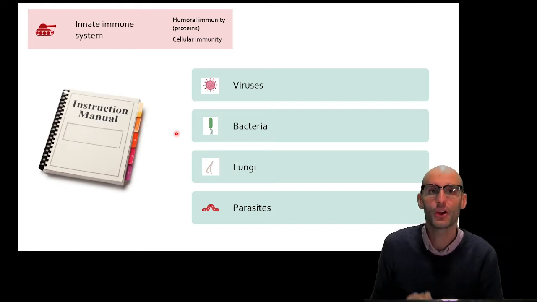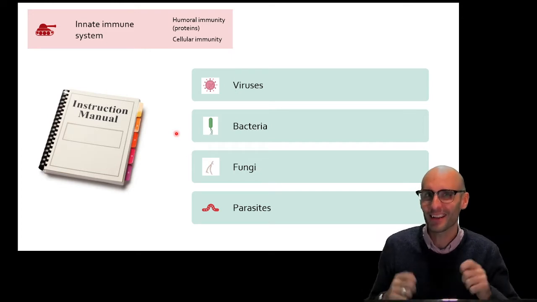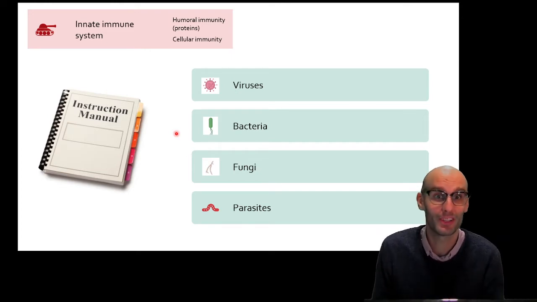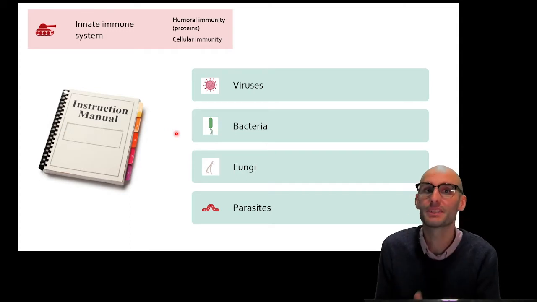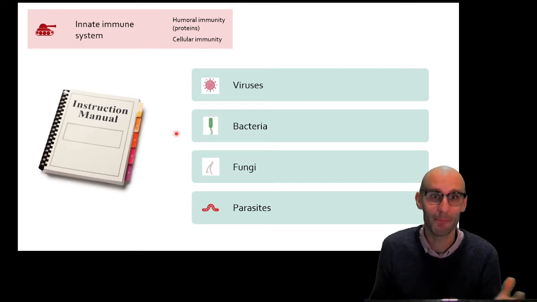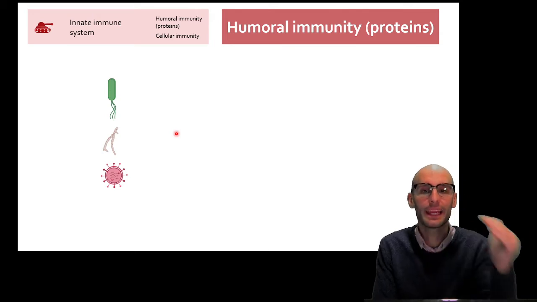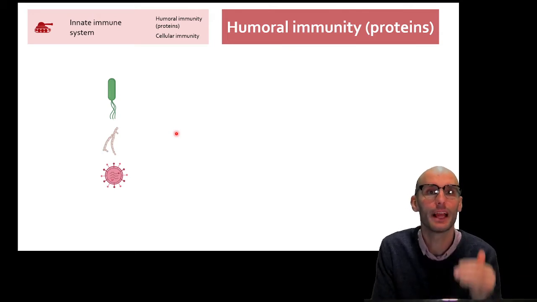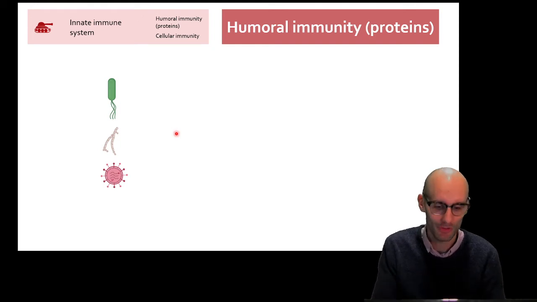So if you've got influenza or SARS-CoV-2, your innate immune system is going to undergo very similar processes to deal with that disease. So it's not a specific approach, and because of that lack of specificity, it can cause damage to your surrounding tissues. And you'll see why in a second. Now, again, this can be broken into humoral and cellular immunity. So let's just have a quick look at humoral immunity.